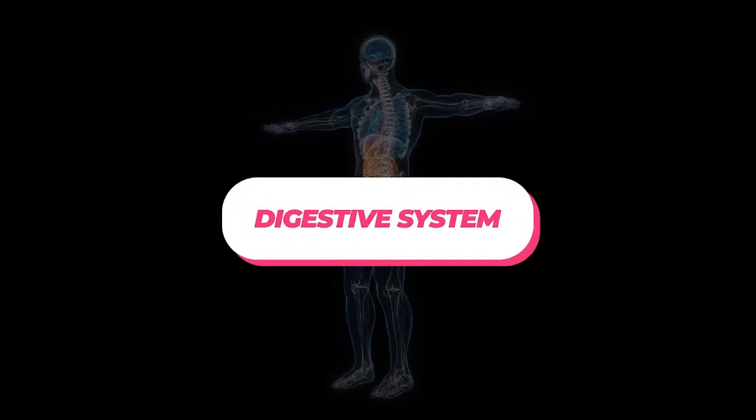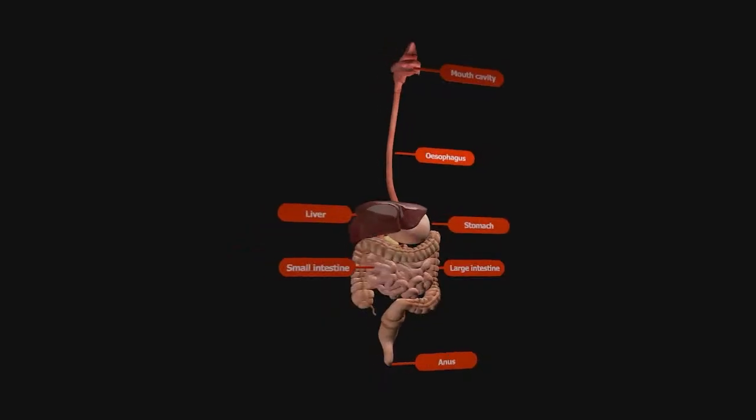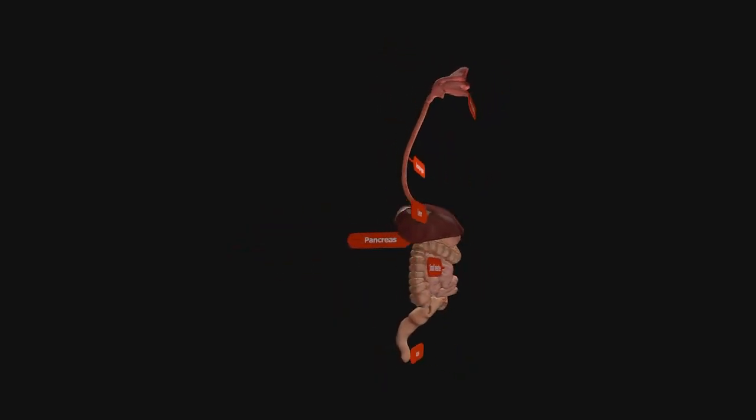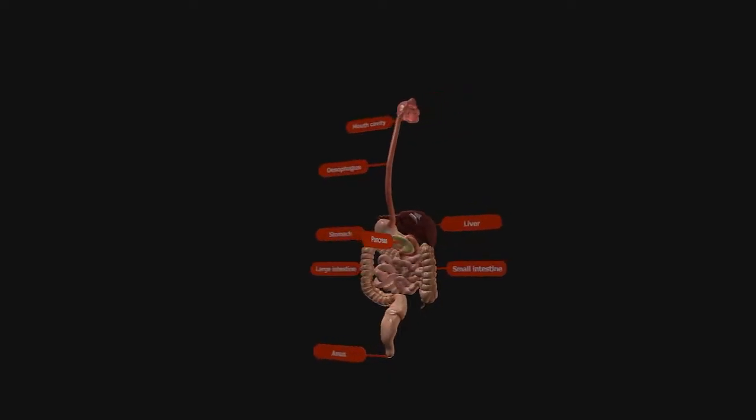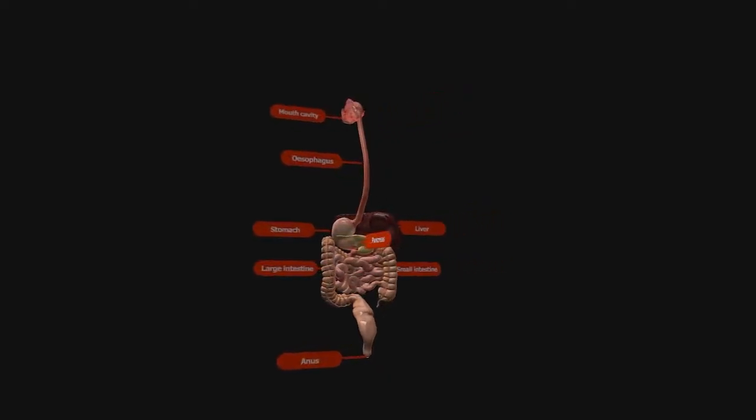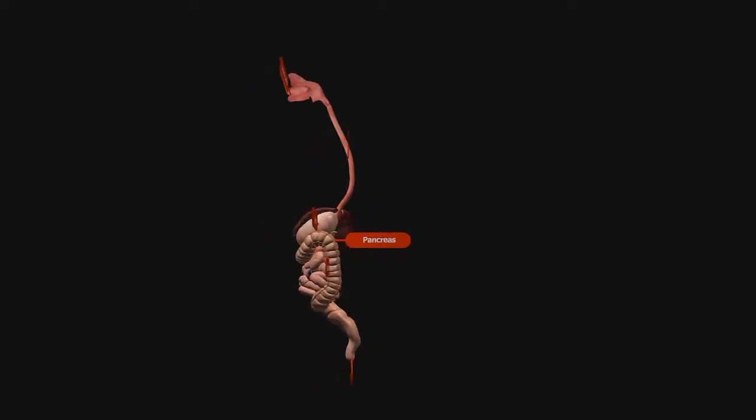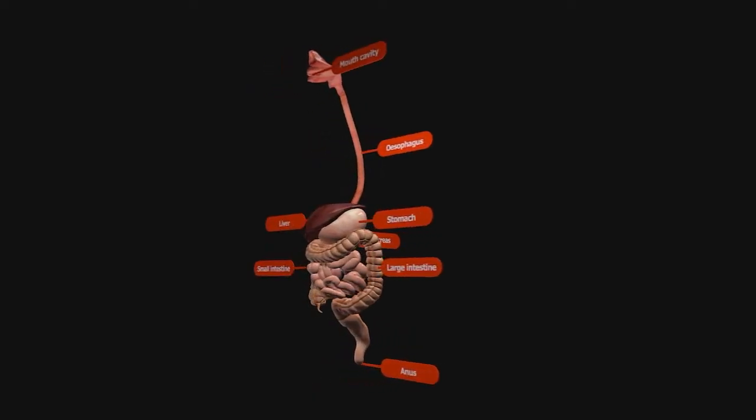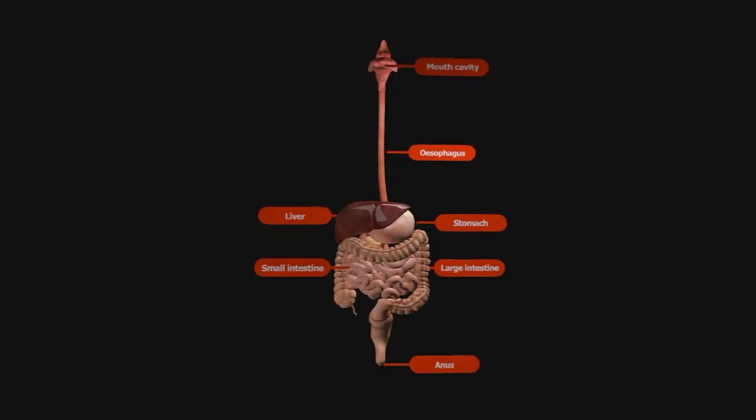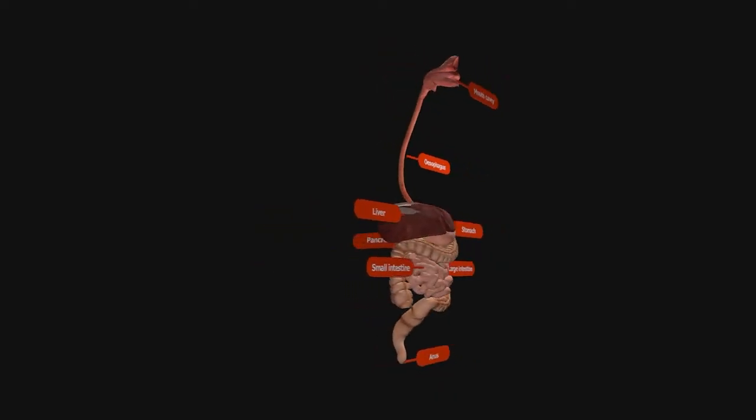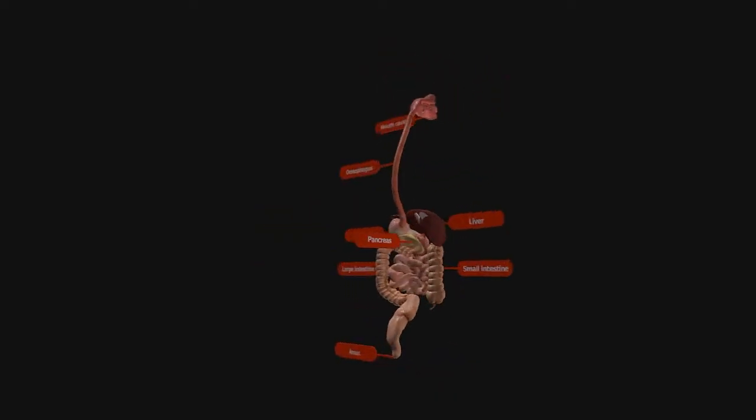Number 6. The digestive system. The digestive system is the body system that is responsible for breaking down food into nutrients that can be absorbed and used by the body. It consists of the mouth, esophagus, stomach, small intestine, and large intestine. The mouth is where food enters the body and where the process of digestion begins.